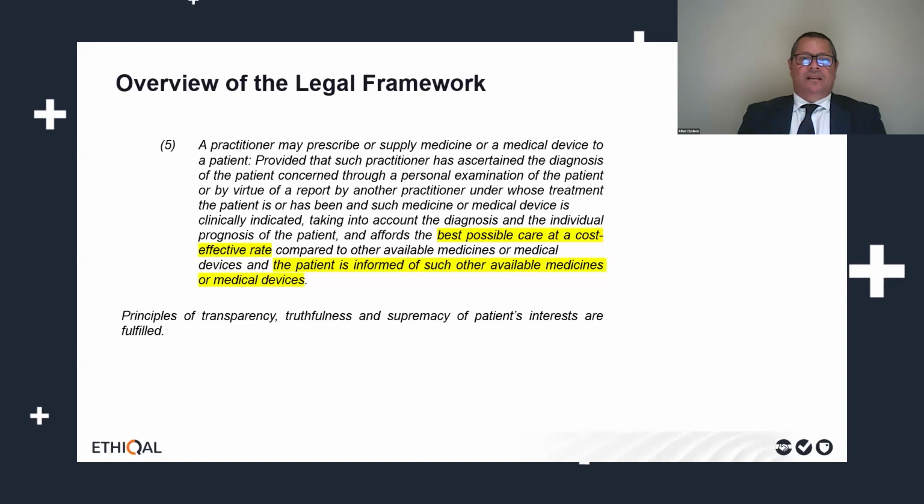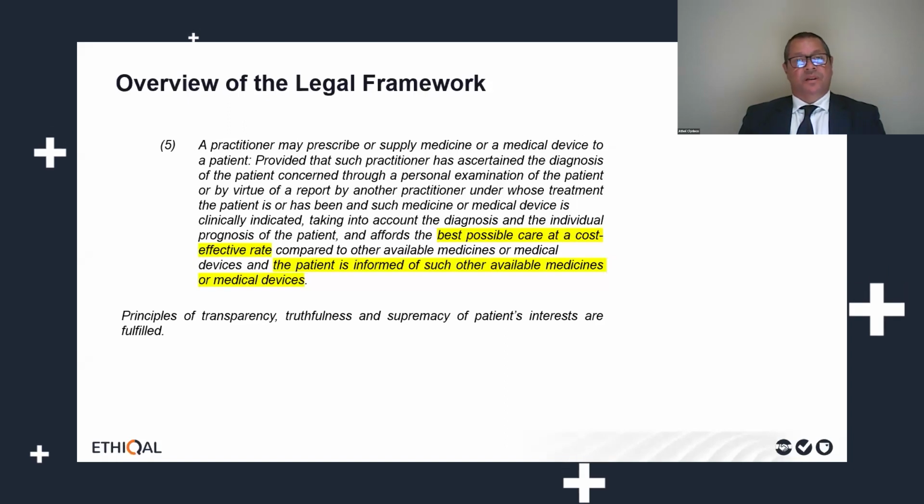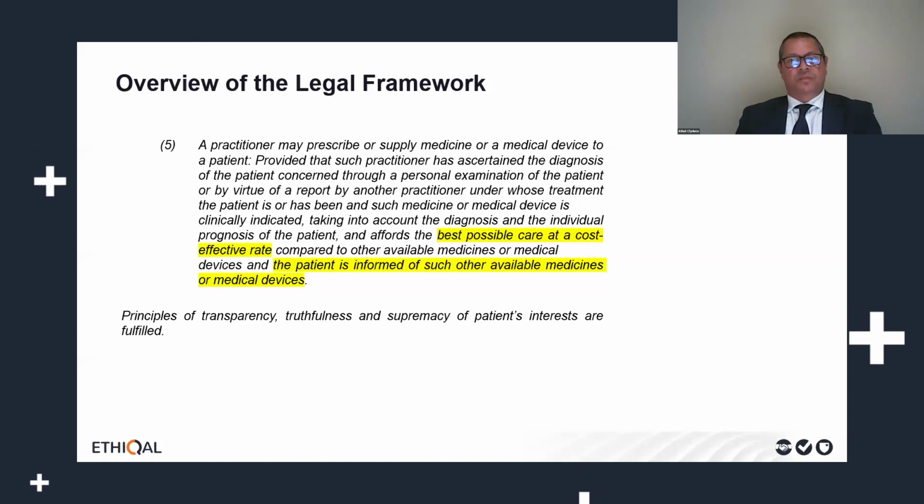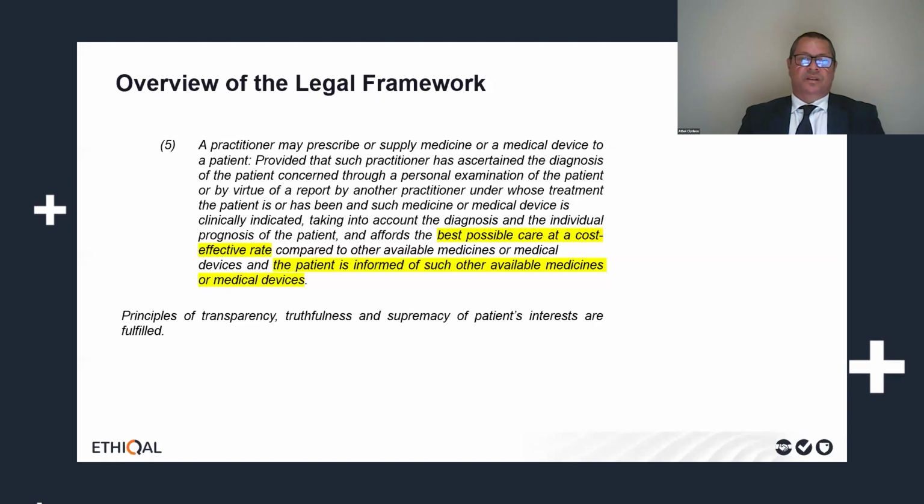And 1, that medical device or medicine is clinically indicated, taking into account 2, the diagnosis and prognosis of the patient. And again, here we get back to proving what's been claimed, and it affords the best possible care at a cost-effective rate compared to everything else on the market, and provided further that you inform the patient that there are alternatives available in the market.